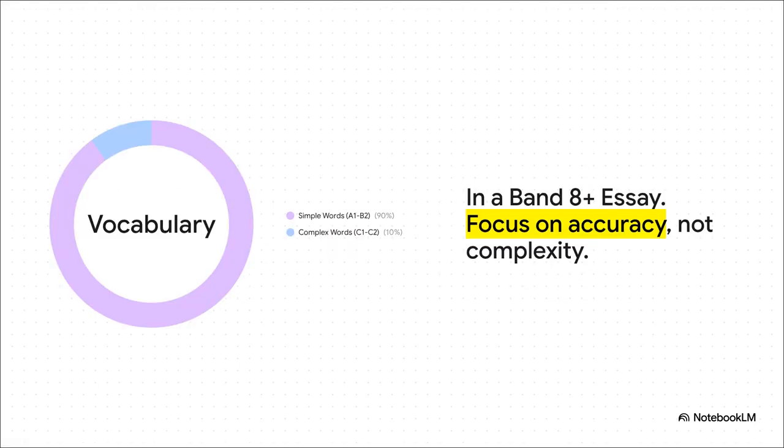Here's a fact that might actually shock you. When we analyzed hundreds of Band 8 and 9 IELTS essays, guess what we found? Over 90% of the words they used were simple, everyday words. Let that sink in. The takeaway is this. Stop trying to memorize lists of fancy words. Focus on using simple words accurately to communicate your ideas with total clarity.